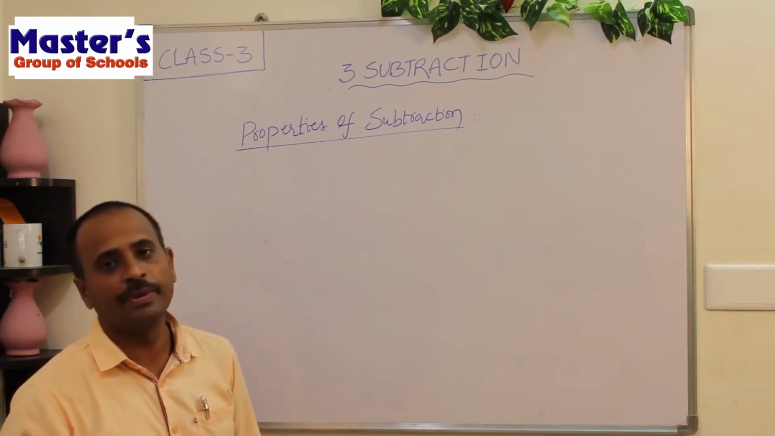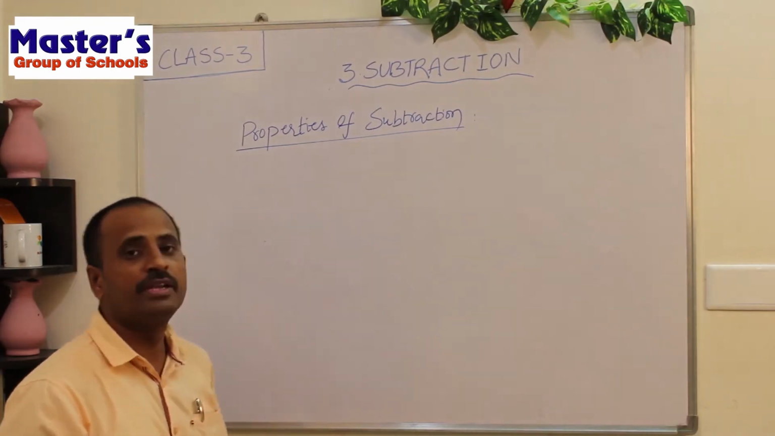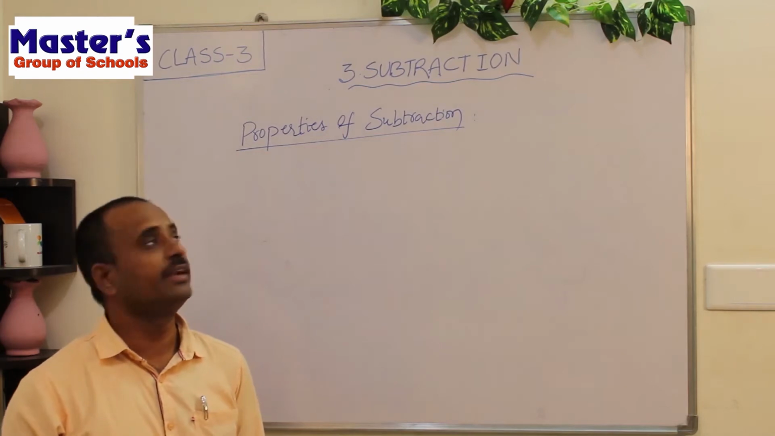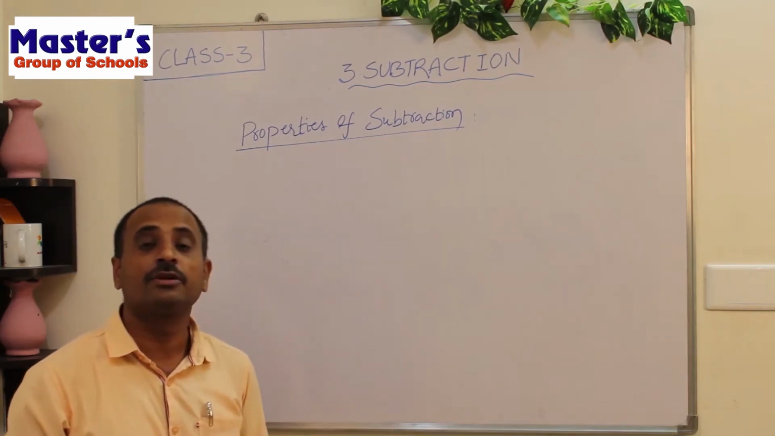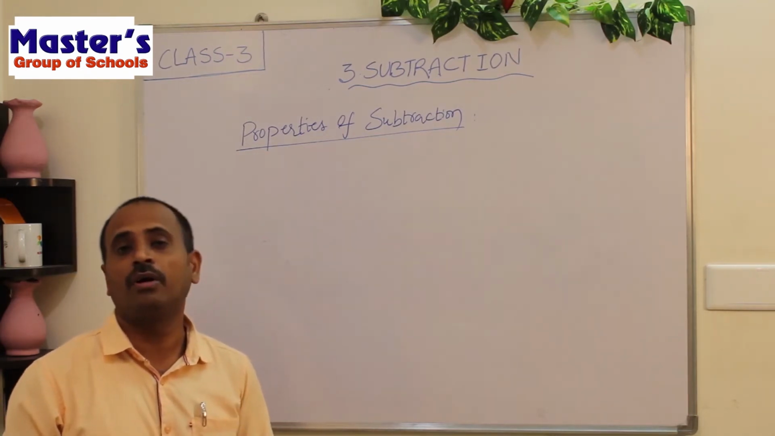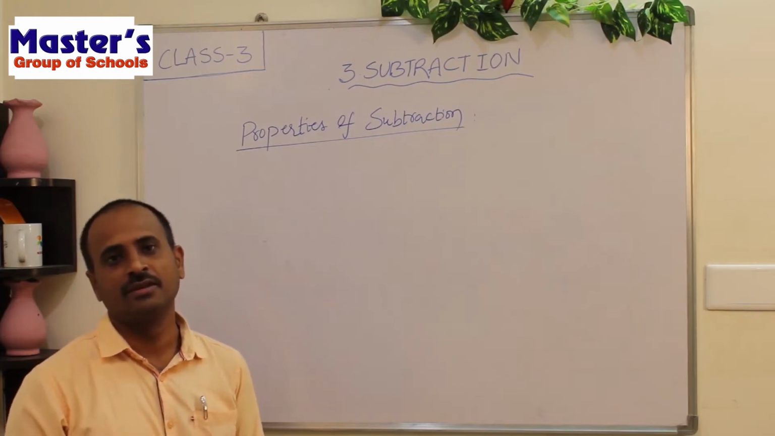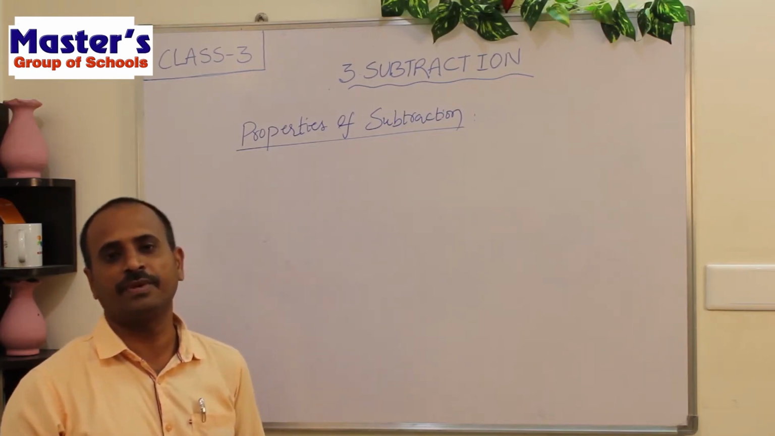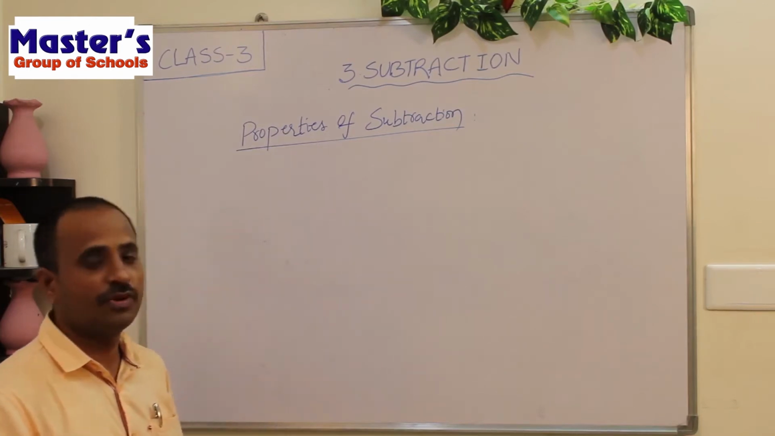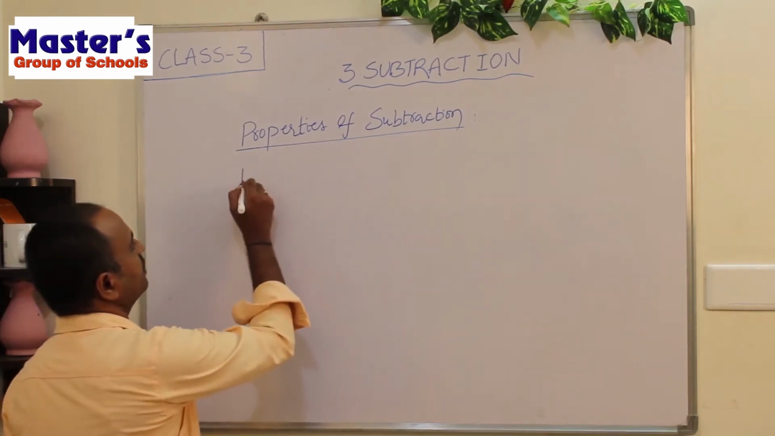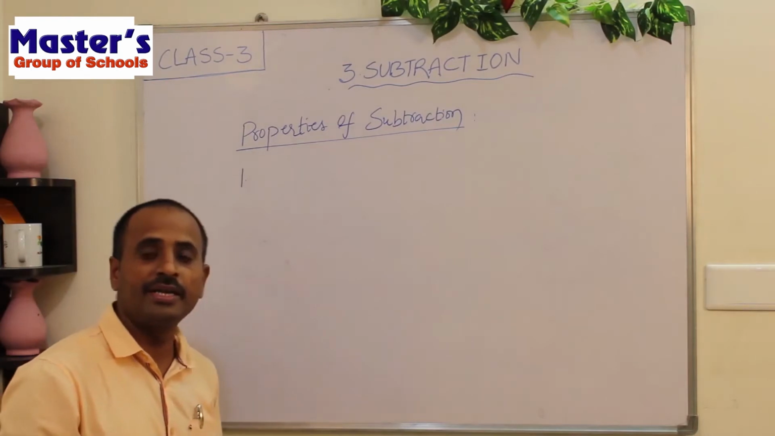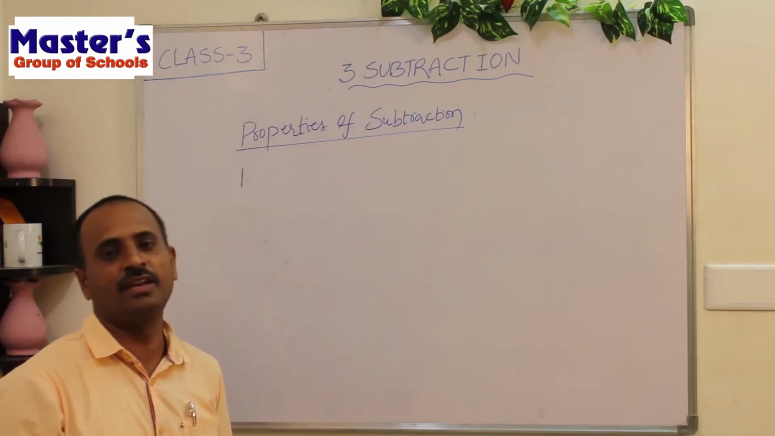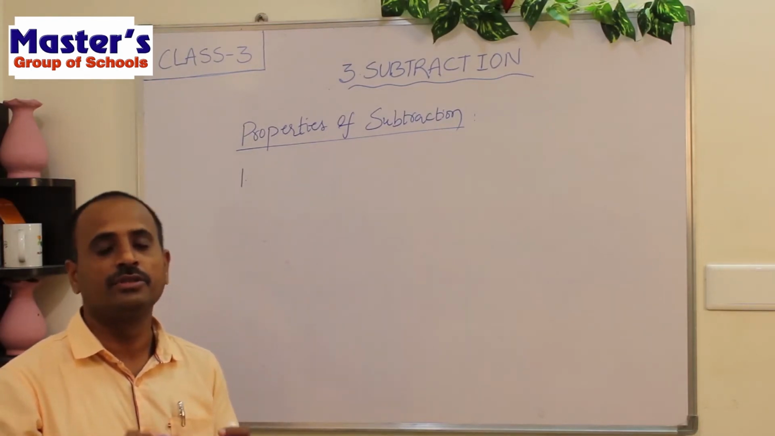The next topic in this chapter is properties of subtraction, and it is also called subtractional facts. You have already learned this in the second class. So let us recall once again what the properties of subtraction are. Let us see the first property of subtraction. If any number is subtracted from itself, the answer becomes 0.